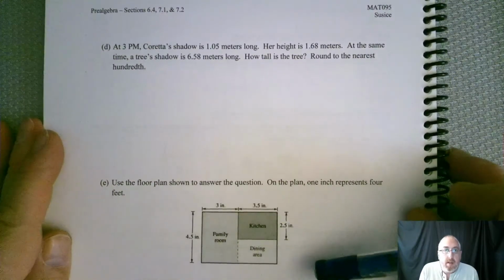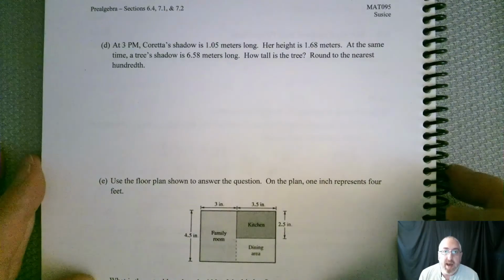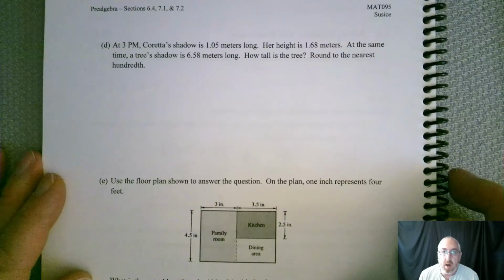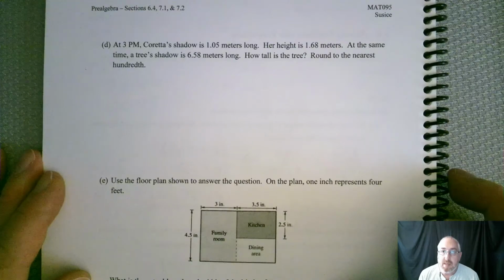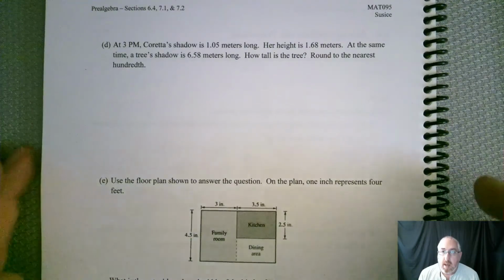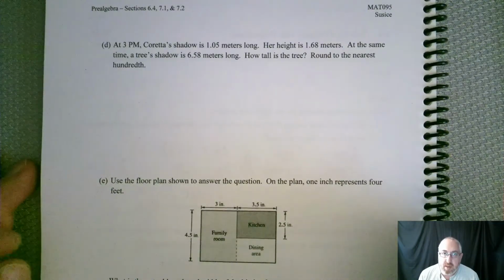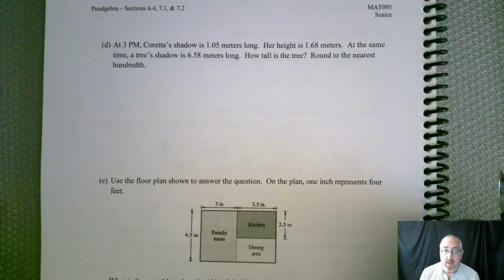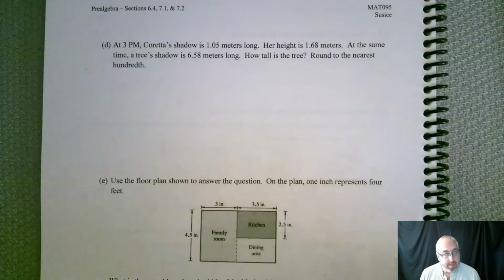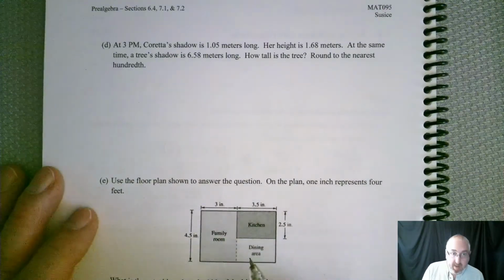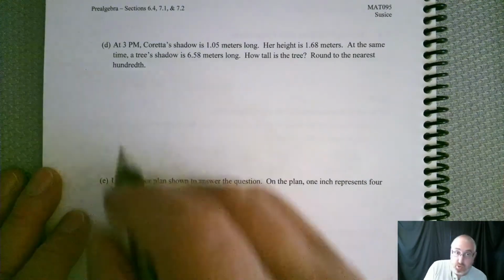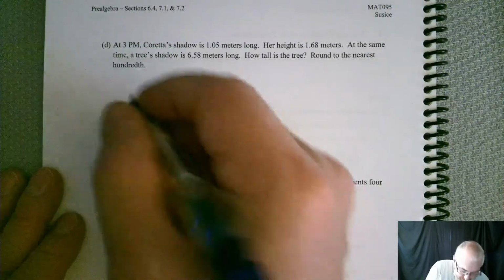All right. At 3 p.m., Coretta's shadow is 1.05 meters long. Her height is 1.68 meters. At the same time, a tree's shadow is 6.58 meters long. How tall is the tree? Round to the nearest hundredth. Well, we're going to have to draw some shadows and some trees and some people.